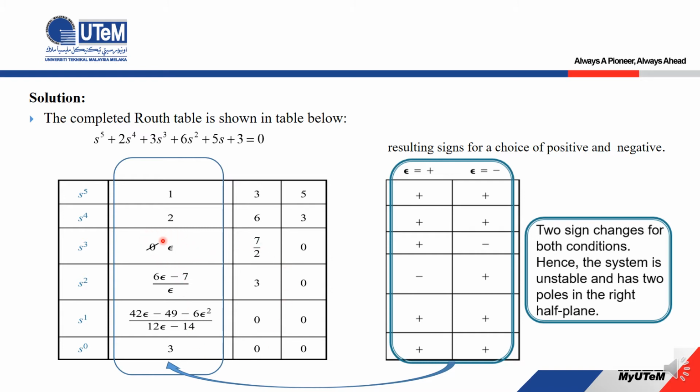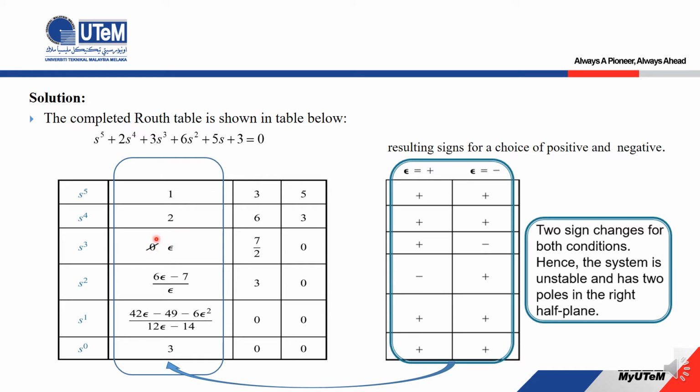We employ the formula to obtain this coefficient and the other coefficients. The formula is this coefficient times this coefficient minus this coefficient times this coefficient, and all of this we divide by this coefficient. So this one times this one becomes 6, minus this one times this one also 6. That means the numerator becomes 0. That 0 we just divide by 2 here. When 0 is divided by any value, the result is 0.